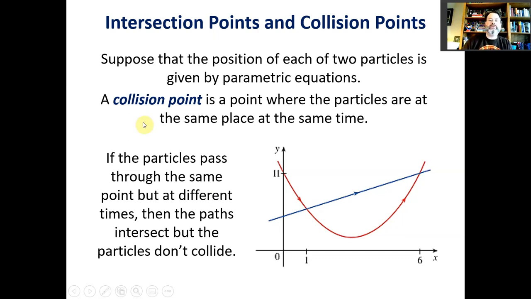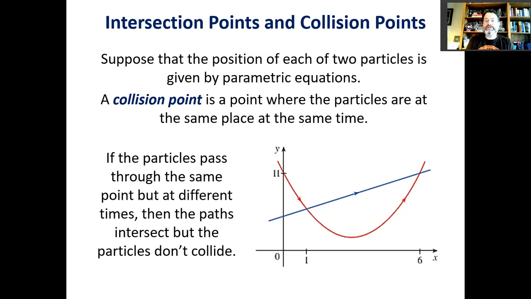So if we have two parametric equations, there's intersection points that we know about. That's where the paths intersect. But a collision point is an intersection point where the particles are also at the same place at the same time. And if the particles pass through the same point but at different times, those are just called intersection points.